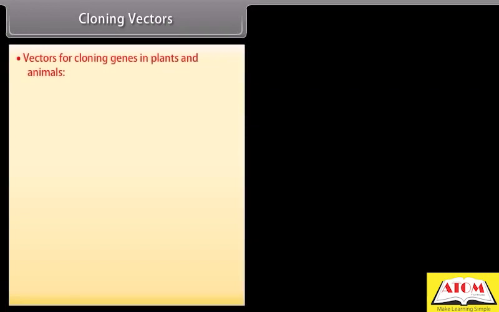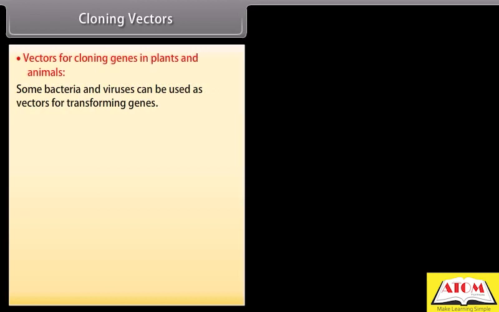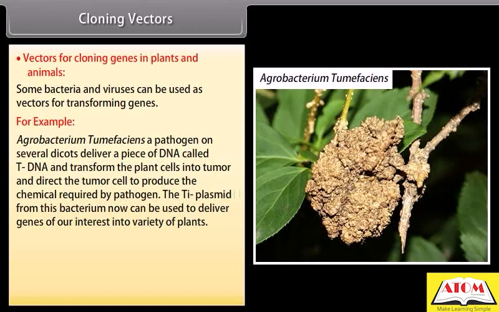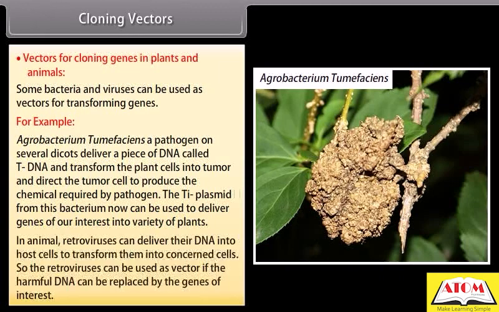Vectors for cloning genes in plants and animals. Some bacteria and viruses can be used as vectors for transferring genes. For example, Agrobacterium tumefaciens, a pathogen of several dicots, delivers a piece of DNA called T-DNA and transforms the plant cells into tumor cells and directs them to produce the chemicals required by the pathogen. The plasmid from this bacterium can now be used to deliver genes of our interest into a variety of plants. In animals, retroviruses can deliver their DNA into host cells to transform them into cancerous cells. So, retroviruses can be used as vectors if the harmful DNA is replaced by the genes of interest.